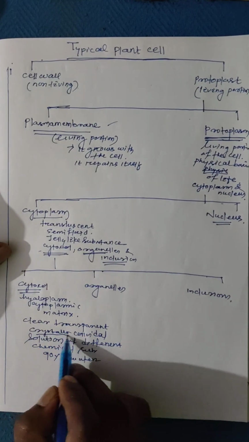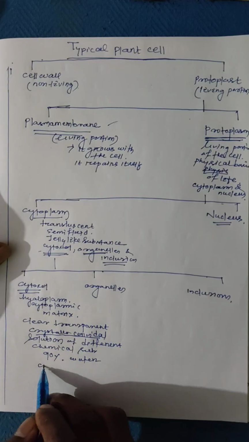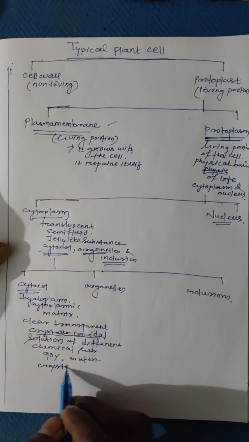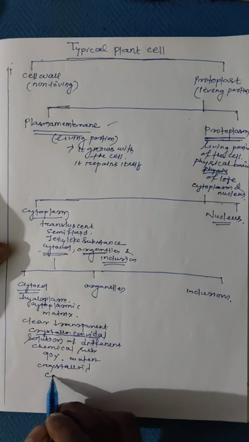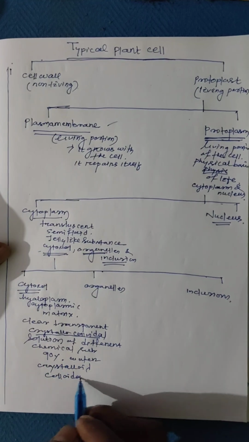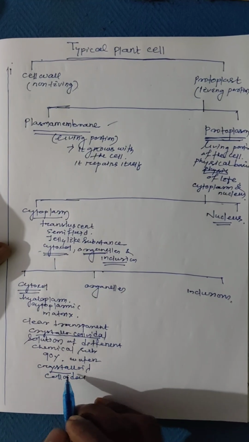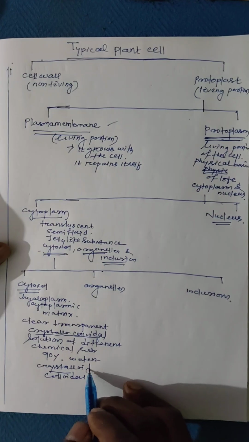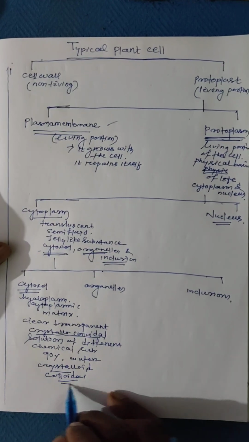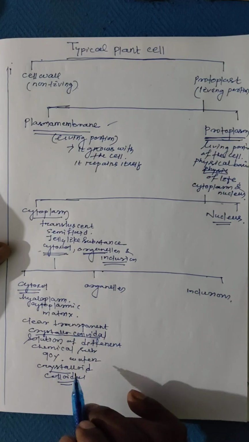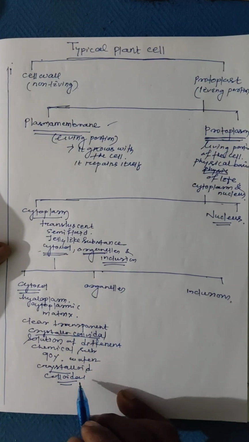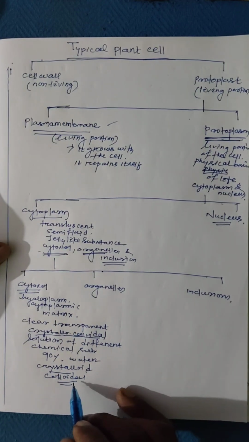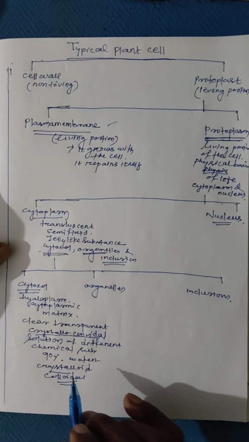Crystallocolloidal means it contains both crystalloid molecules and colloidal molecules. The crystalloid molecules are smaller substances, ions, and the colloidal molecules are the larger components of the cytosol. Those substances are suspended in the solution.